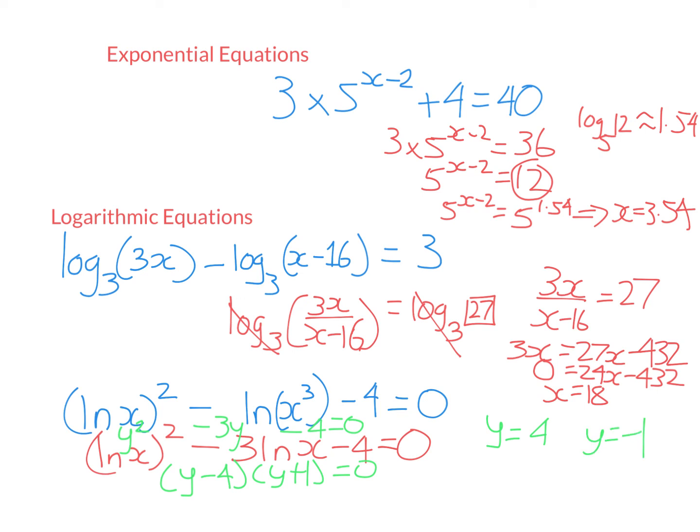But I'm not done there. I needed to find what x is, not what y is. So if I let y be ln x, I have either ln x equals 4 or ln x, log base e, equals minus 1. So how would I solve for x here? Well, this ln is just log base e. So I would have x equals e to the power of 4, or I would have x equals e to the minus 1, which is 1 on e, and they are my two solutions.